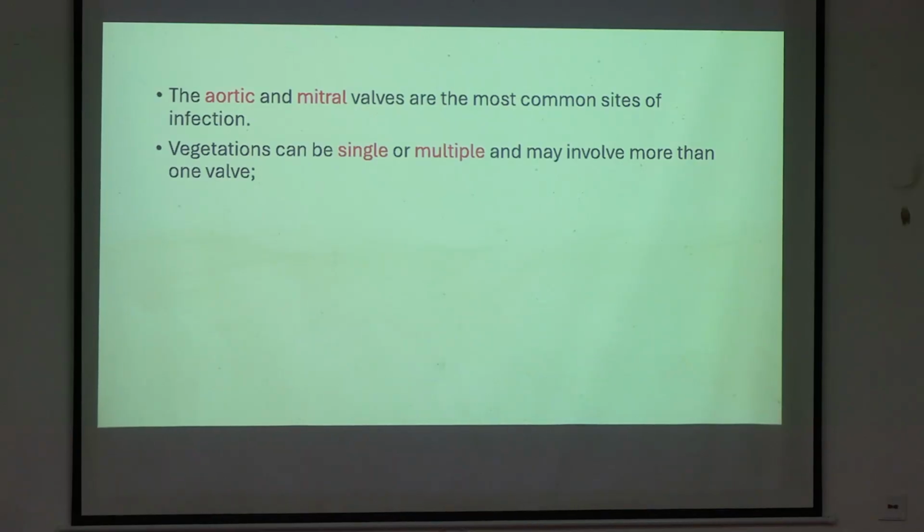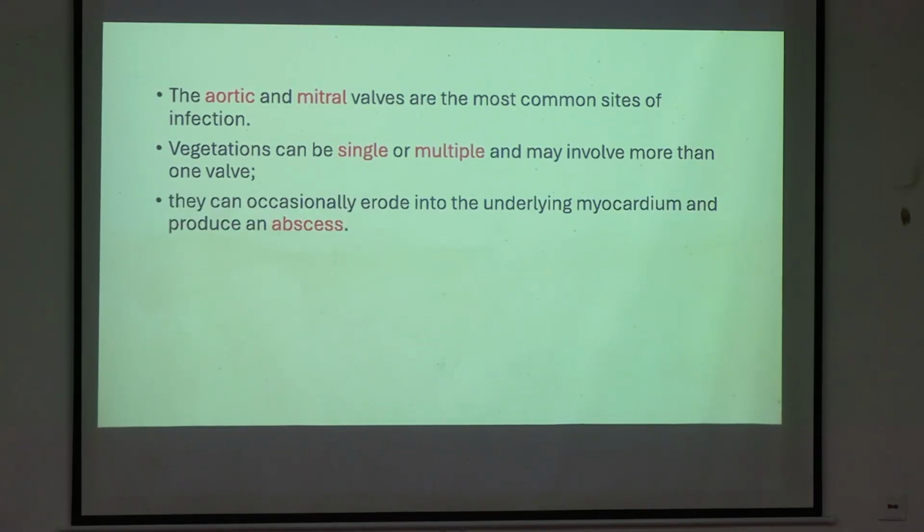So the most common valve affected is the aortic and mitral valve, okay. Then the vegetations, it can be single, it can be multiple. And what will happen from the vegetation? They can occasionally erode into the underlying myocardium and they can produce one abscess too, okay.